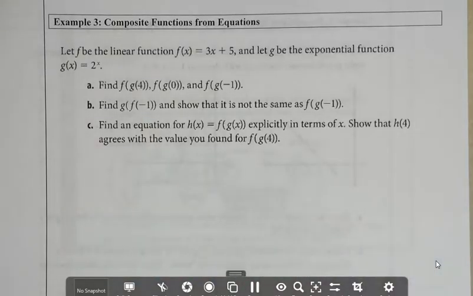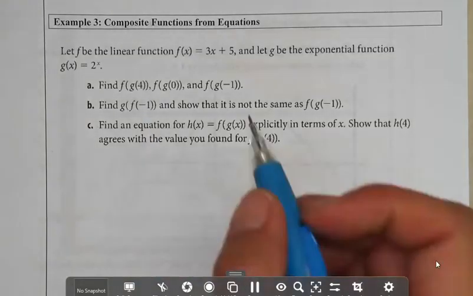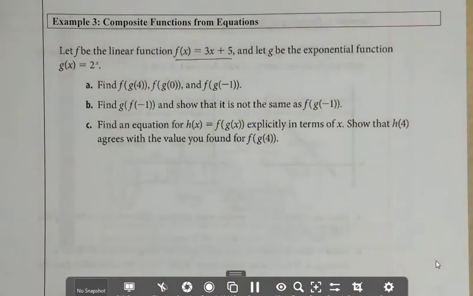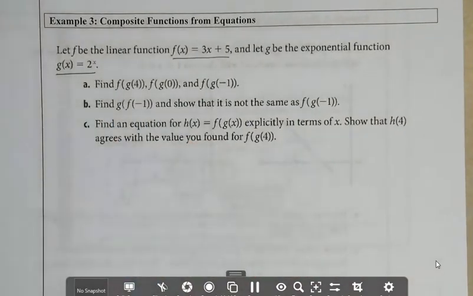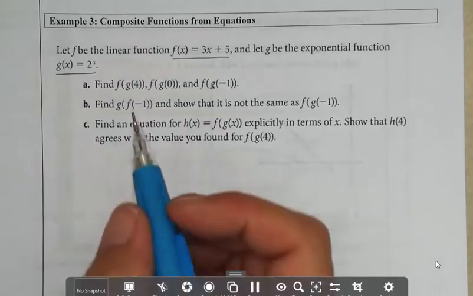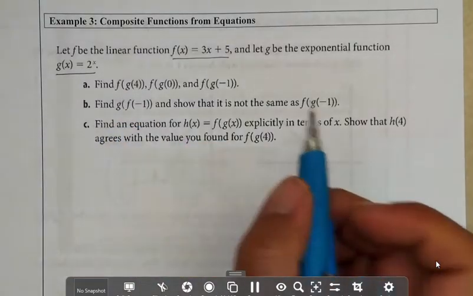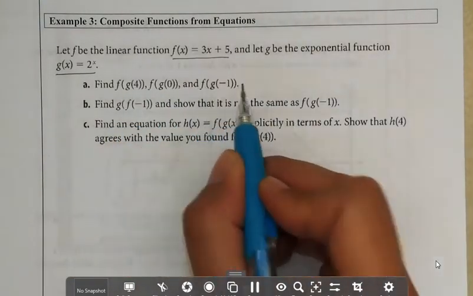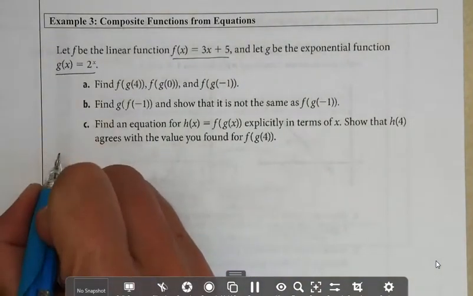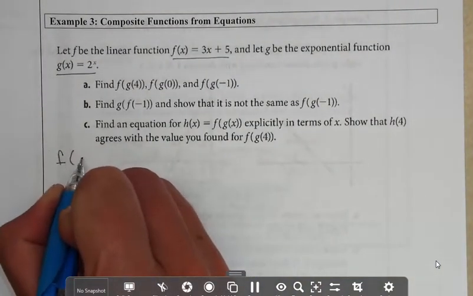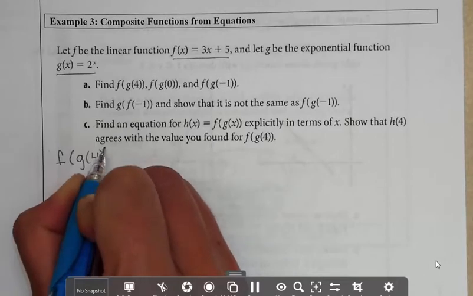All right, so we have two functions. Let's start with that. f of x and g of x. Those are your two functions. And we are going to find f of g of 4, f of g of 0, and f of g of negative 1.